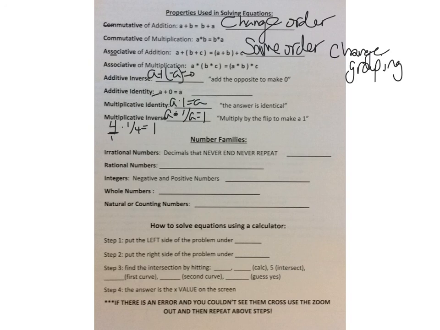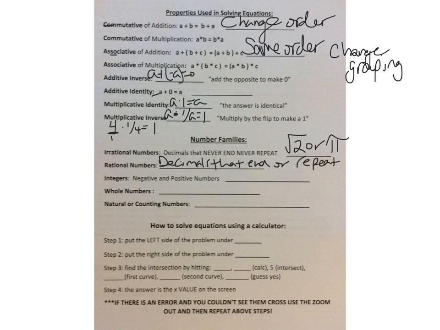Let's talk about number families. Irrational numbers: decimals that never end and never repeat. Some examples are radical 2 or pi. Rational numbers: decimals that end or repeat.